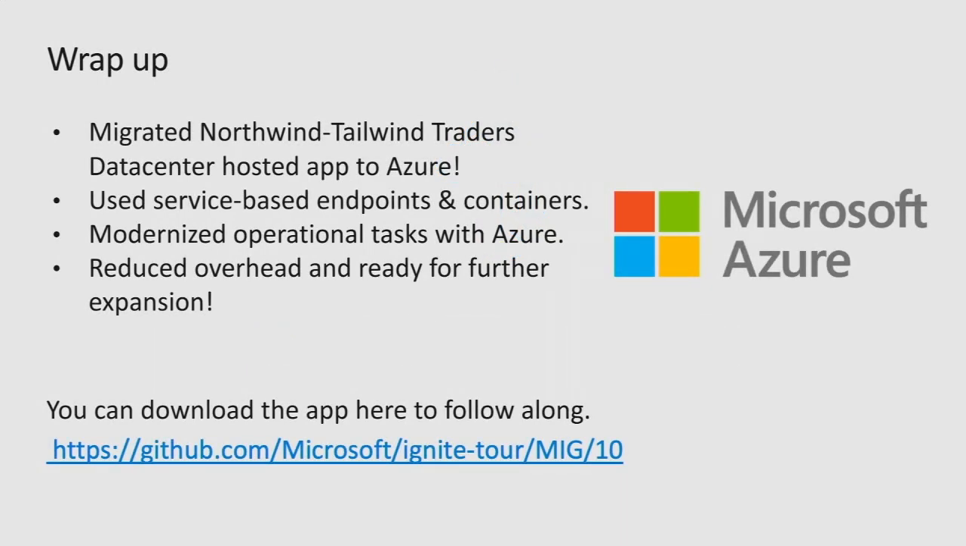What did we do today? We migrated the Northwind and Tailwind Traders application from the old data center over to Azure, which used service-based endpoints. So they're no longer manually doing backups. They're no longer manually responding to everything that happens when a failure occurs. We've modernized a lot of the operational tasks. So your team's no longer having to go to the data center, replace tapes. Your team's not going to the data center and reinstalling switches because of broken line cards.